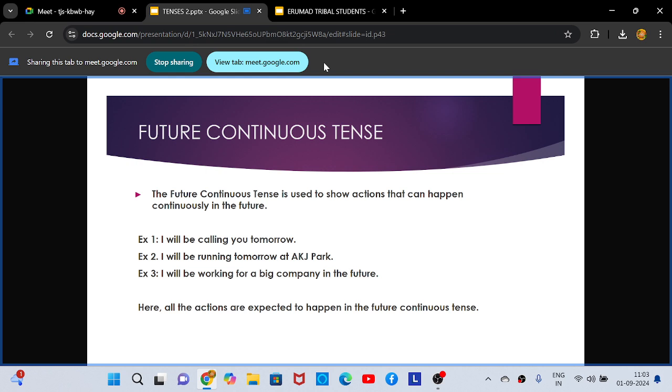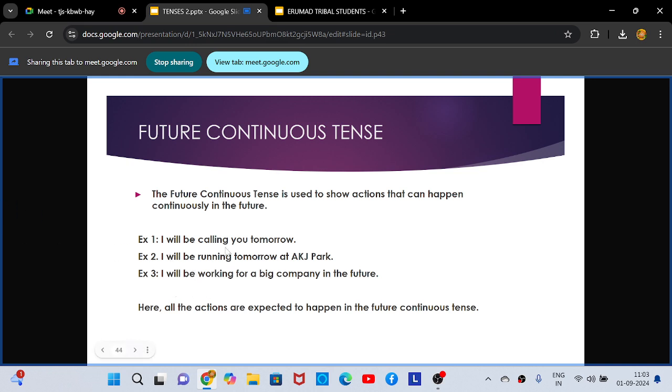Example 1. I will be calling you tomorrow. Example 2. I will be running tomorrow at AKJ Park. Example 3. I will be working for a big company in the future. Very good. So here all the actions are expected to happen in future continuous tense. They will happen continuously in the future.